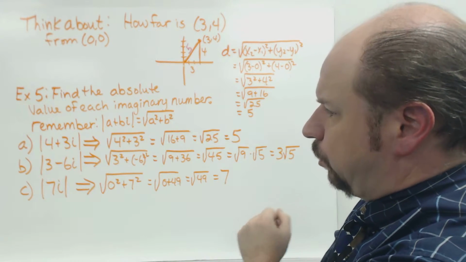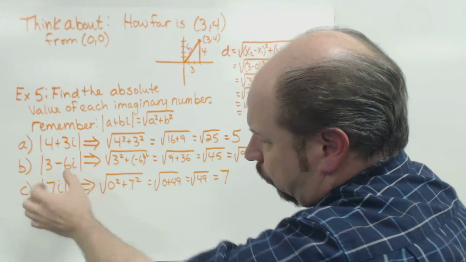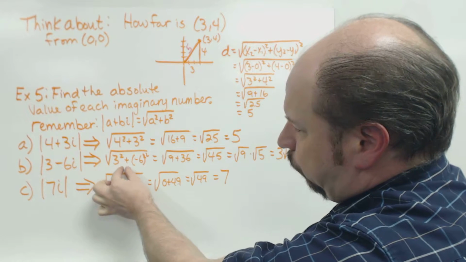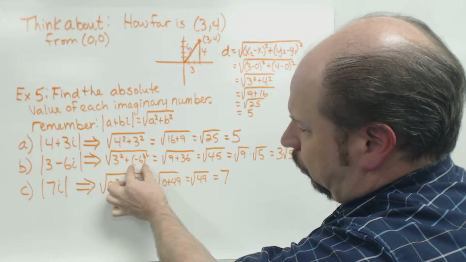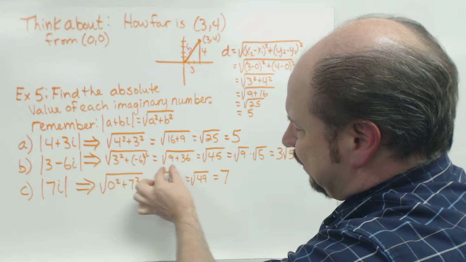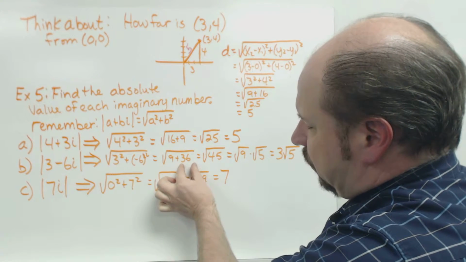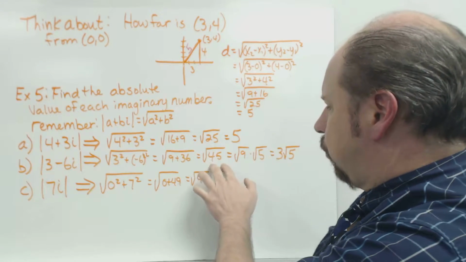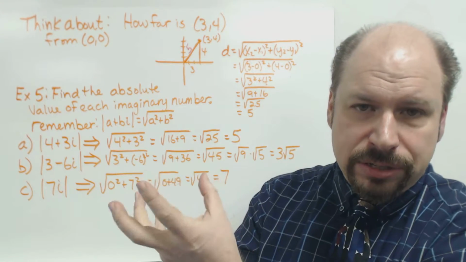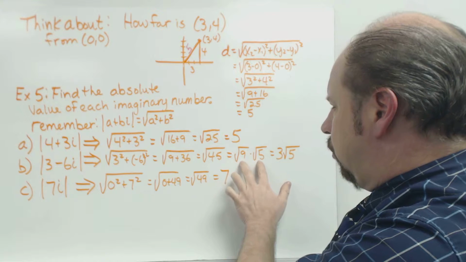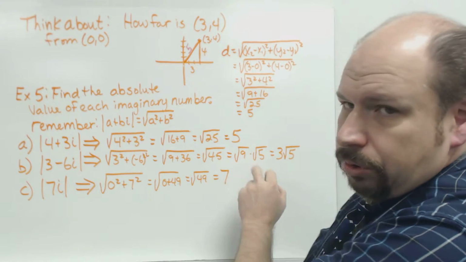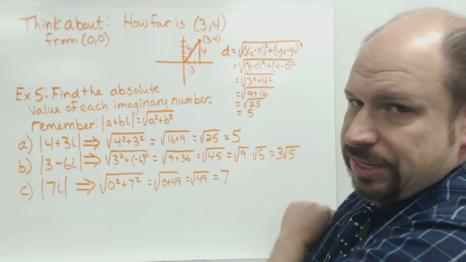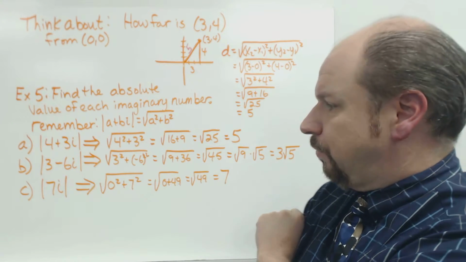Okay, let's do another one here. The absolute value of 3 minus 6i. So it's the square root of 3 squared plus negative 6 squared. 3 squared is 9, negative 6 squared is 36. 9 plus 36 is 45. And so I went ahead and wrote 45 as 9 times 5 again. So it's the square root of 9 times the square root of 5. We can find the square root of 9, that's 3. So that simplifies down to 3 square root 5.